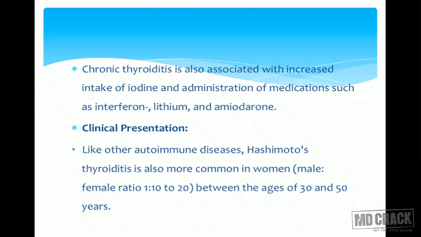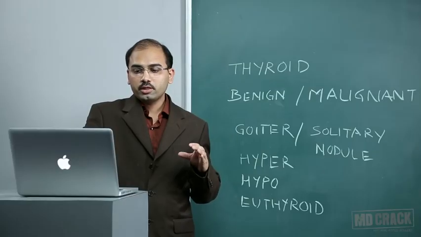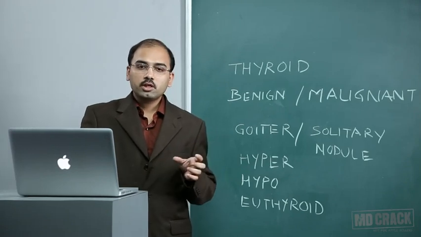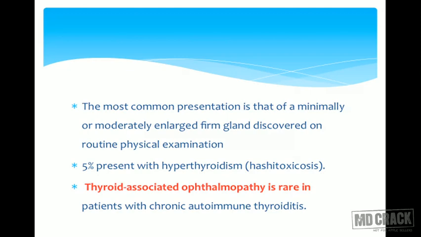Presenting features: they are more common in women. The male to female ratio is 1:10 to 1:20, so females are most commonly affected. The age is between 30 to 50 years. The most common presentation is a minimally or moderately enlarged firm gland discovered on routine physical examination. 5% of the patients present with hyperthyroidism, called Hashitoxicosis. Thyroid-associated ophthalmopathy is rare in patients with chronic autoimmune thyroiditis.